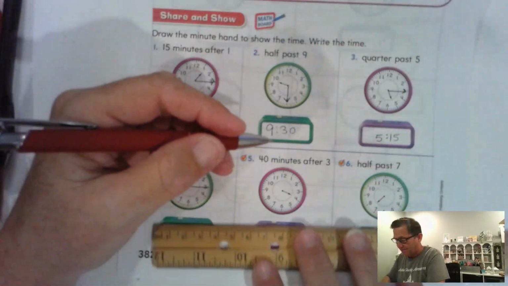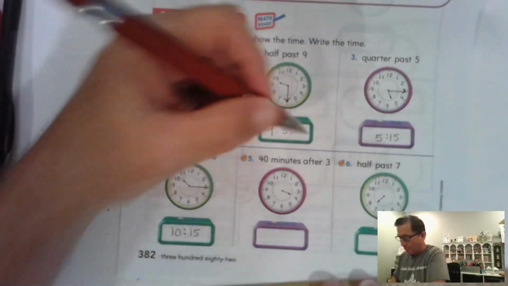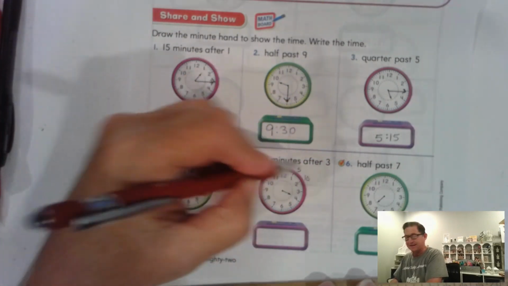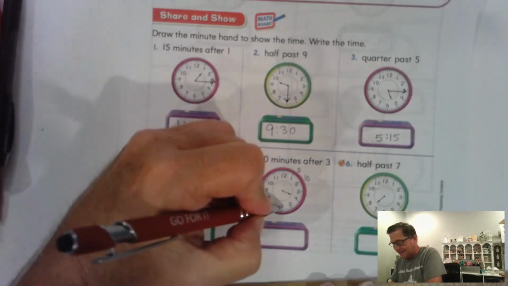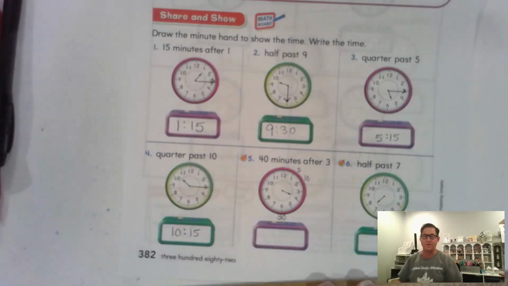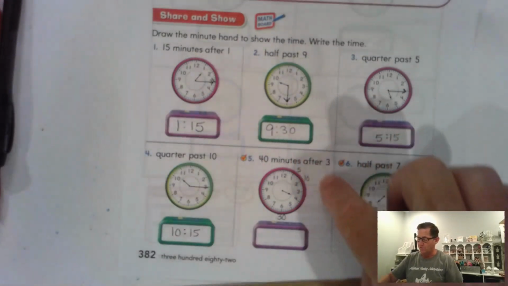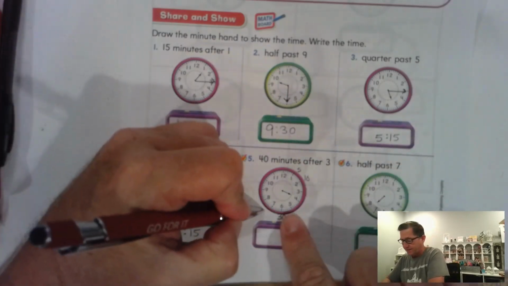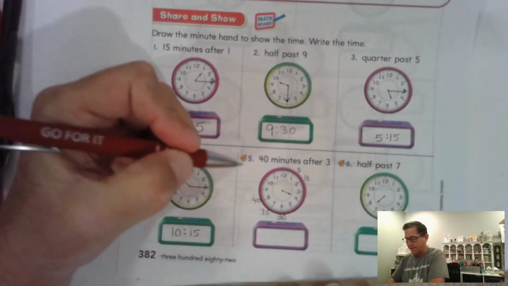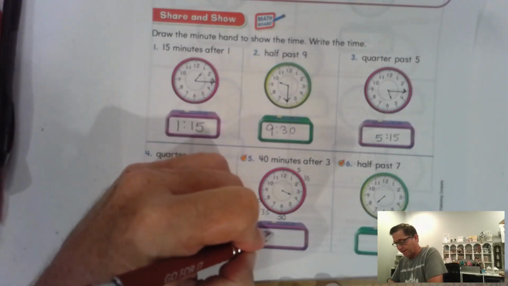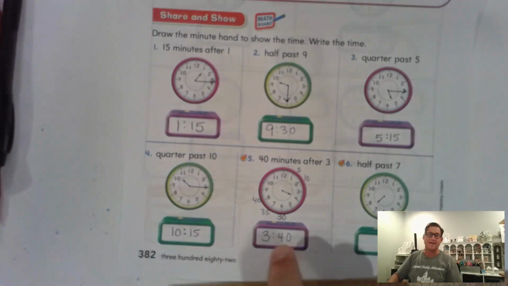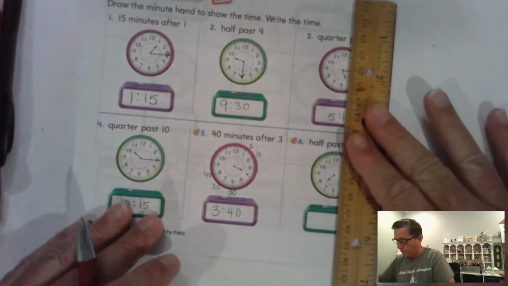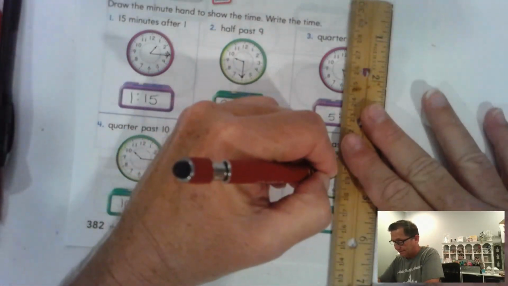40 minutes after 3. Okay. 5, 10, and I could keep going, but 6, I know, has to be 30. So don't always start at 1 and go all the way around. We don't have to do that. 30, 35, 40. So 40 minutes after 3 and 7:30. So we know it's pointing at the 6.